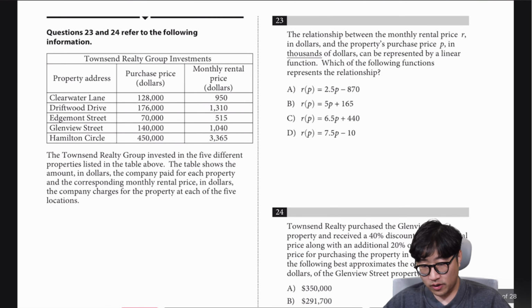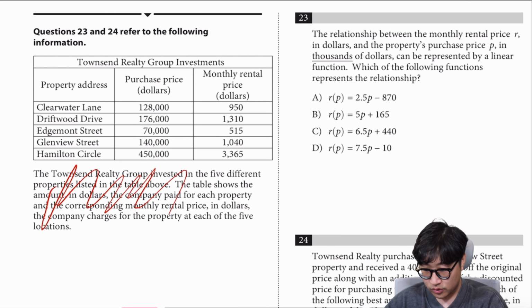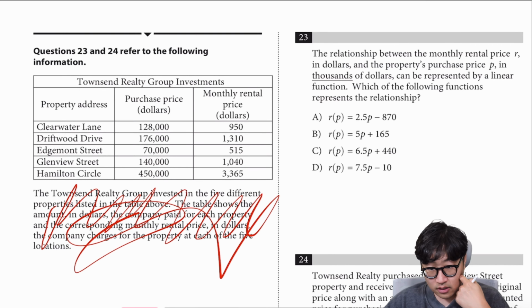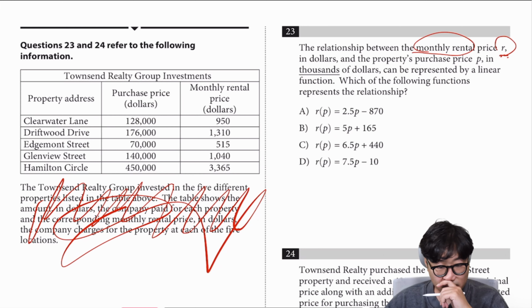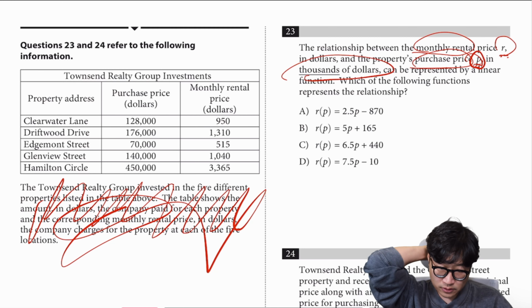All right, number 23 and 24. So Townsend Realty, whatever. I don't really care about that part. Okay, and then if you look at it, the relationship between the monthly rental price R, so monthly rental is R, and the property purchase price is P in thousands of dollars. Okay, so P's got to be in thousands of dollars. Can be represented by a linear function.